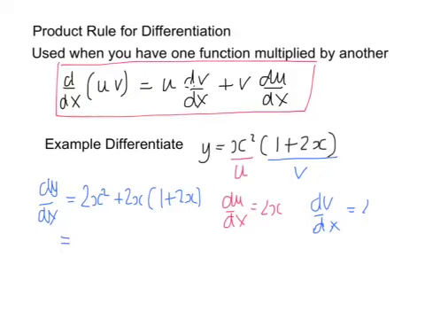Okay, so we could take out a factor of 2x, and then inside, the first term is 2x multiplied by x, and the second term is 2x multiplied by 1 plus 2x. So we can simplify that to 2x times 3x plus 1.